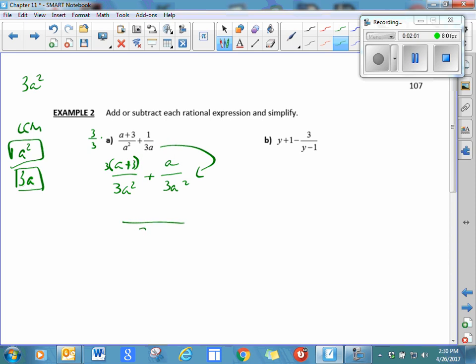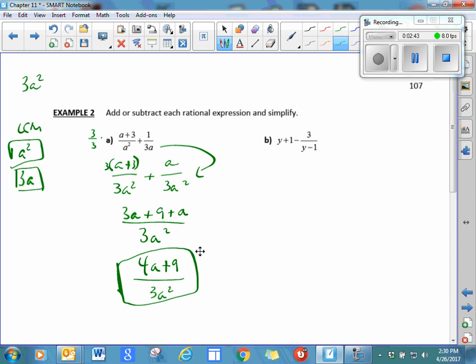Single fraction bar. Clean it up. Distribute. 3a plus 9 plus a. Go ahead and simplify your numerator before you do any canceling, top and bottom. You cannot cancel until you have simplified the numerator and factored it. So what do we have here? We have 4a plus 9 over 3a squared. So we don't have any factors that we can pull out of 4a plus 9 and cancel with anything in the denominator, so this just ends up being our answer.